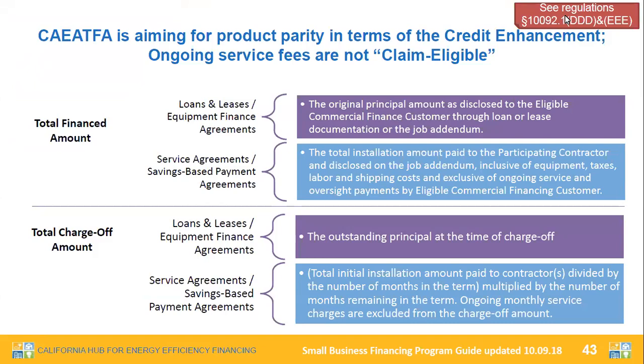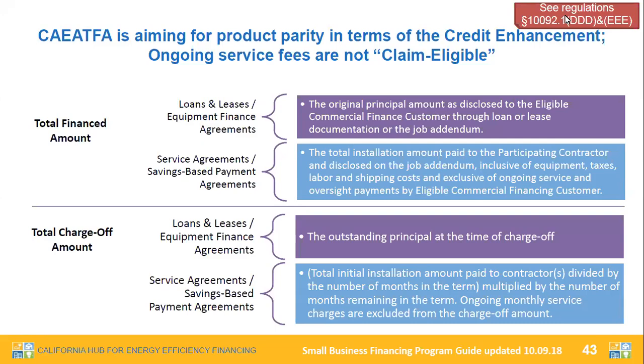because these are product types that you cannot get through OBF. So we're trying to have what we call product parity here, where we are treating the different products the same or similar in terms of what we consider financed and what we consider to be a charge-off. So bear with me while I read these definitions, because this is an area where I'd like some finance company feedback to make sure that we've gotten this right.